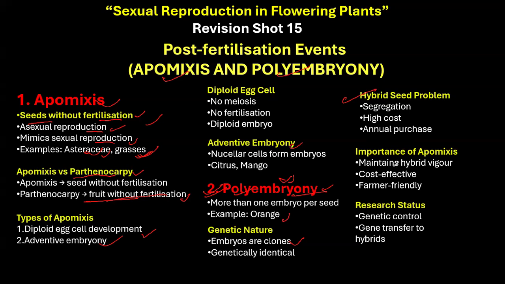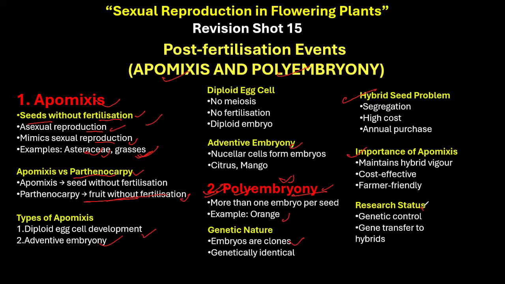So what is the importance of apomixis? There is no segregation of characters. Then hybrid vigor is maintained. Farmers can save seeds and reuse them year after year, reducing cost for farmers.